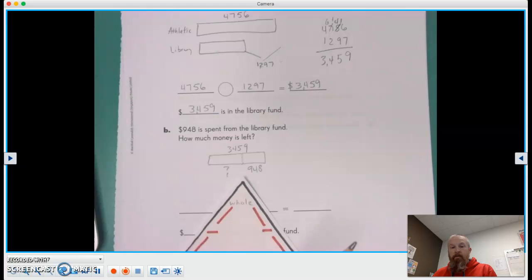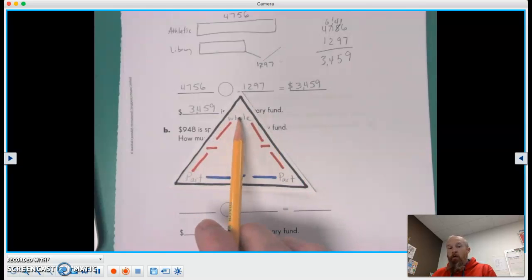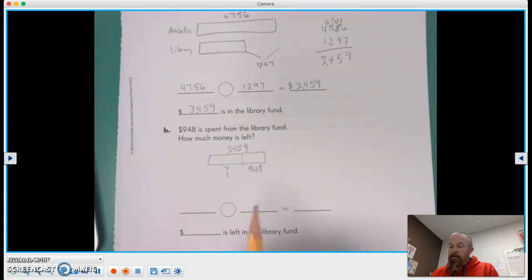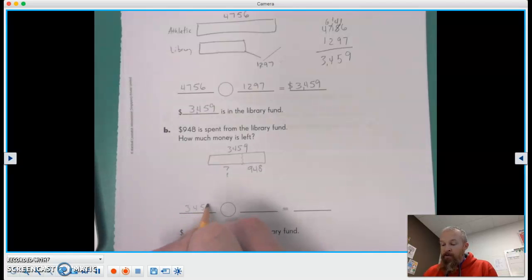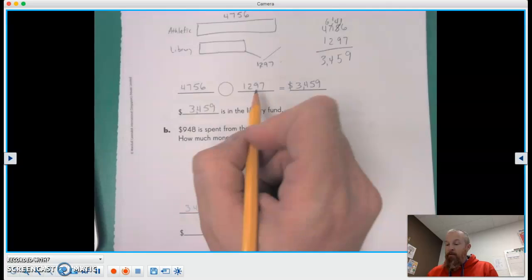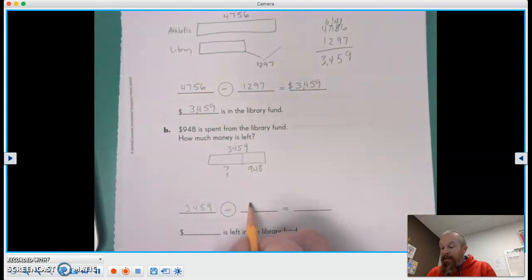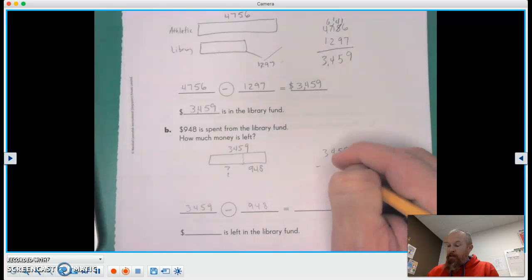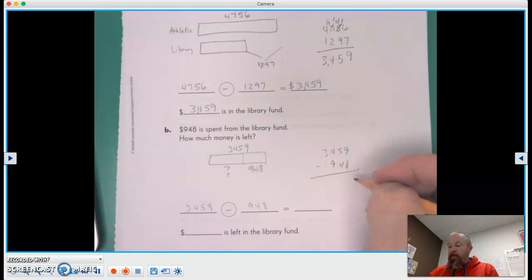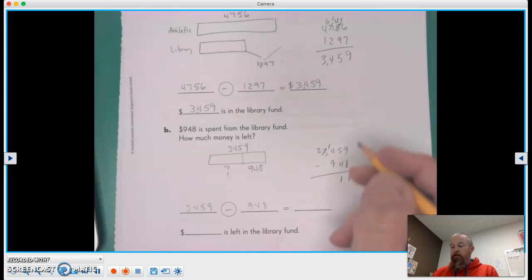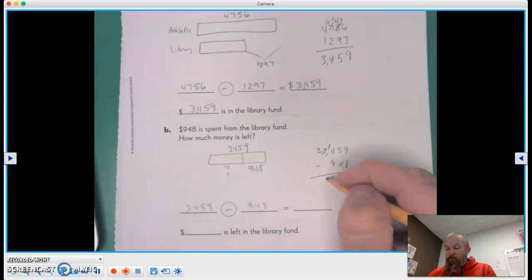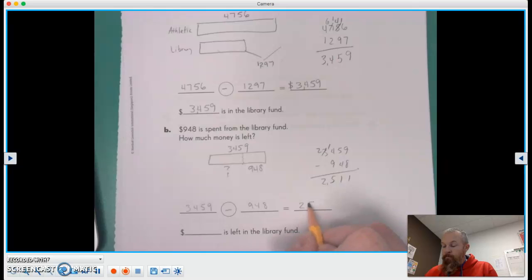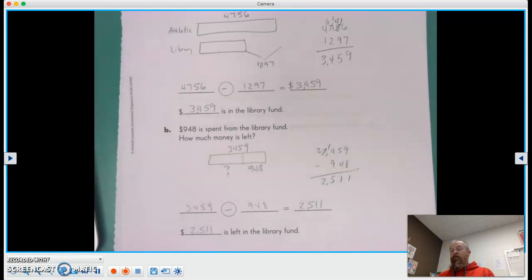So, what do we have? We have the whole and we have one part, correct? So we're going to subtract that, 3,459, minus, oh, I forgot to put my minus sign up there, minus 948. Again, 3,459 minus 948. Okay, 9 minus 8 is 1. 5 minus 4 is 1. Can't do that one, so let's borrow. 14 minus 9 is 5. 2 minus nothing is 2. And that would be $2,511 is left in the library fund.